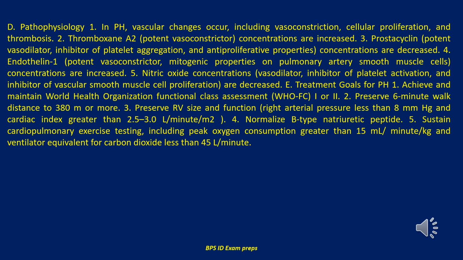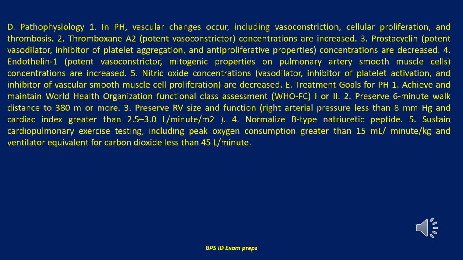E. Regarding the treatment goals for pulmonary hypertension, they include to 1. Achieve and maintain World Health Organization Functional Class Assessment, WHO-FC 1 or 2. 2. Preserve 6-minute walk distance to 380 meters or more. 3. Preserve RV size and function, right atrial pressure less than 8 mm of mercury and cardiac index greater than 2.5 to 3.0 liters per minute per meter squared.